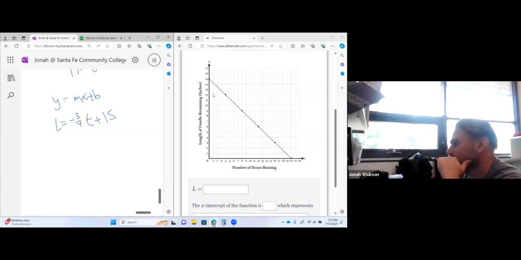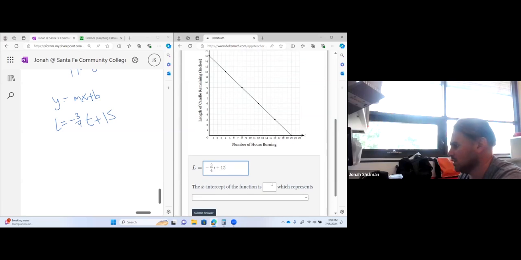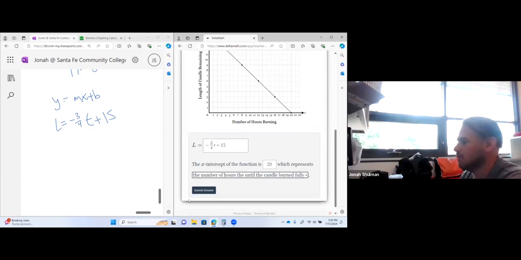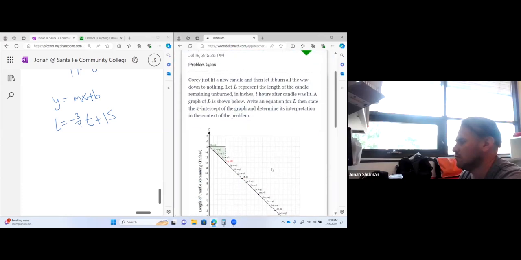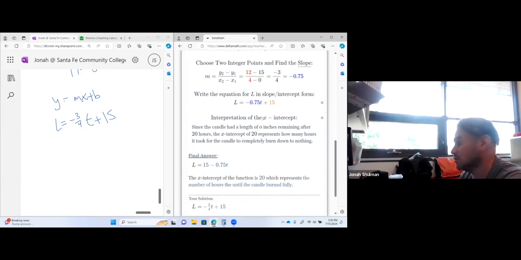1, 2, 3. 1, 2, 3, 4. That's how I did it. So it's negative 3/4 t plus 15. And the x-intercept is 20. This means after 20 hours burning, it's the number of hours until the candle burns. I really like how these are all in context. Ta-da, rise over run. Oh, they actually did the whole thing, but that's okay. They did the slope. We counted the slope, which is fine. They did the decimal. We did the fraction.